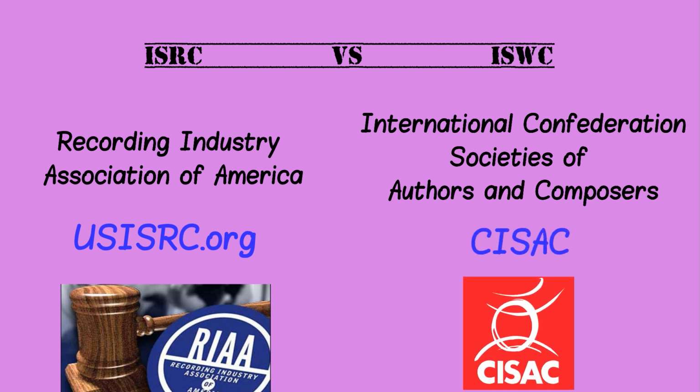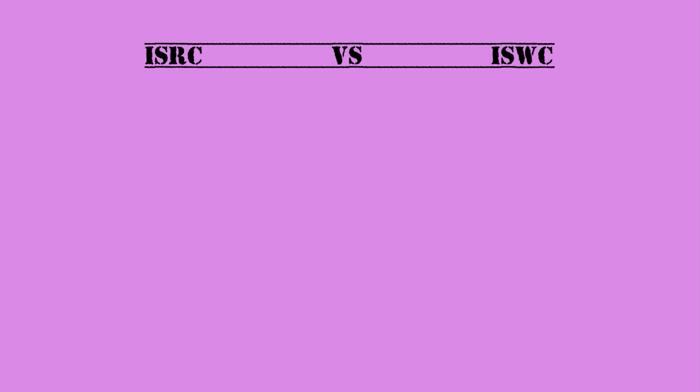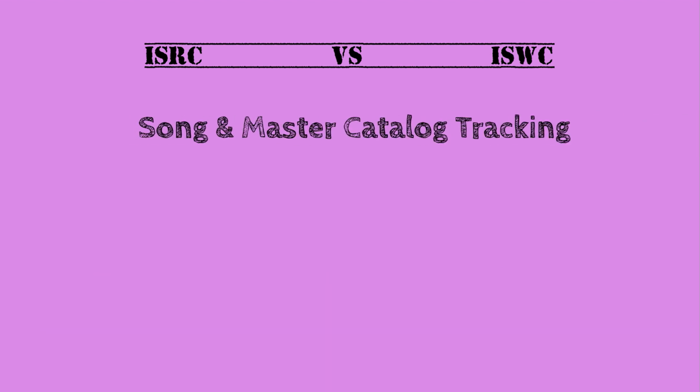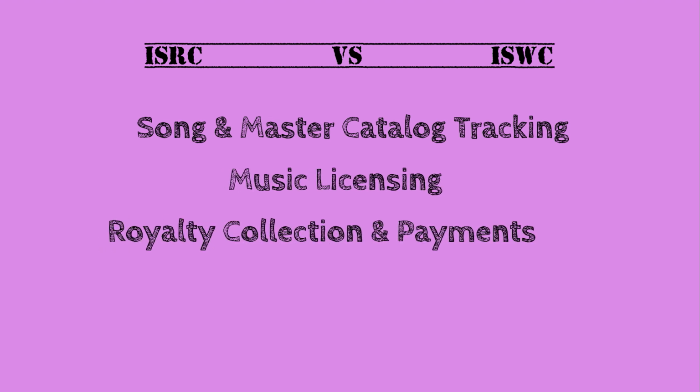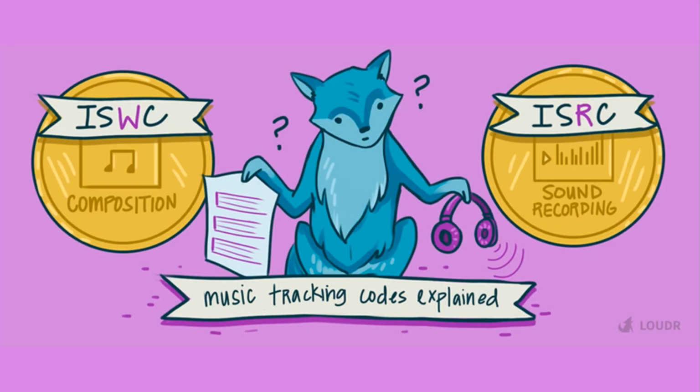The ISRC and ISWC are powerful tools for song and recording catalog tracking, music licensing, and royalty payments to record labels and artists, as well as music publishers and songwriters. When matched correctly with associated music metadata, the ISRC and ISWC create a very valuable link that performance rights companies can leverage to compensate all rights holders.